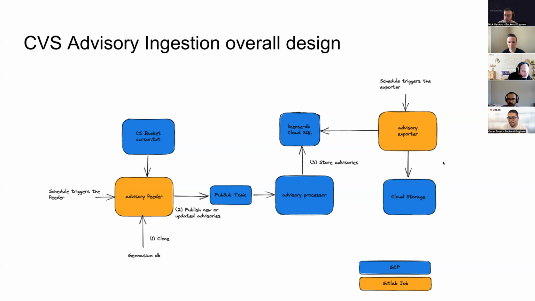And then the final component is the advisory exporter. This is also triggered based on a schedule, so it's up to us. That component works more or less the same way as the license exporter component. It will get the information about the advisories from the license DB and extract them in newline-delimited JSON format into a cloud storage bucket, which will be public. That public bucket can then be used by offline GitLab instances, or in general any GitLab instance, to fetch that file and ingest all those advisories.